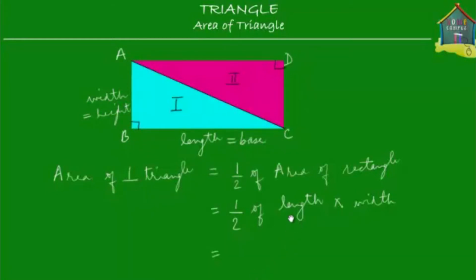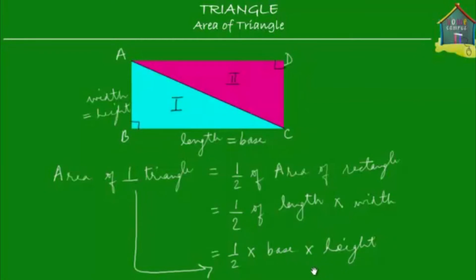Now in this formula, if you replace the length by the base and the width by the height, what you get is half of base times the height. And there you go. That's the formula to calculate the area of a right angle triangle. Its area is equal to half of its base times its height. As simple as that. So the area of a right triangle is taken care of.